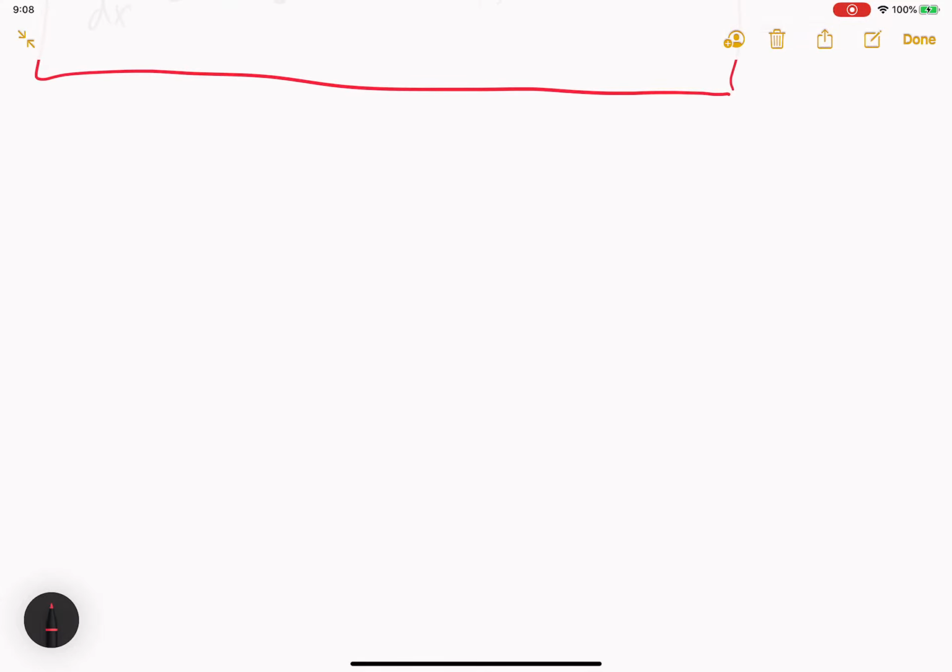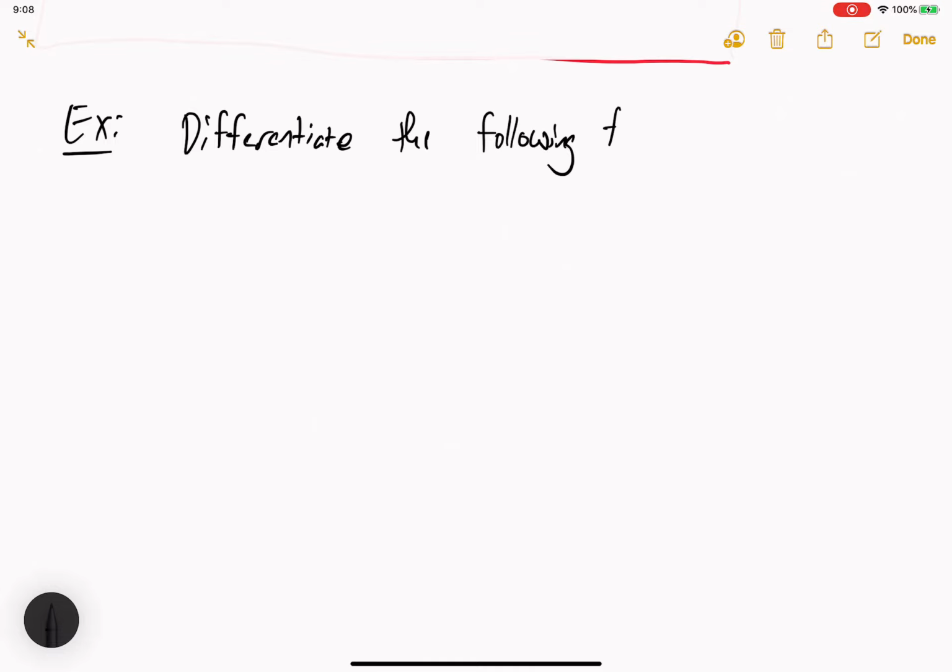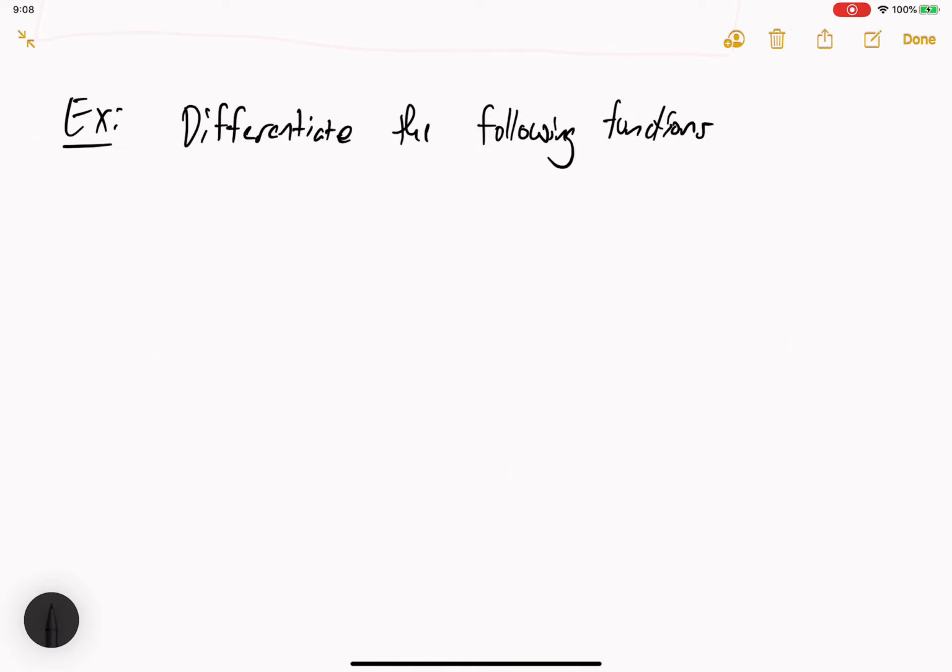And then, let's move on to some examples real quick, because I haven't really given you a lot of examples, just a lot of math. So let's differentiate the following functions. So, the first one I'm going to do is f of x is equal to cosine of x plus x squared sine x.